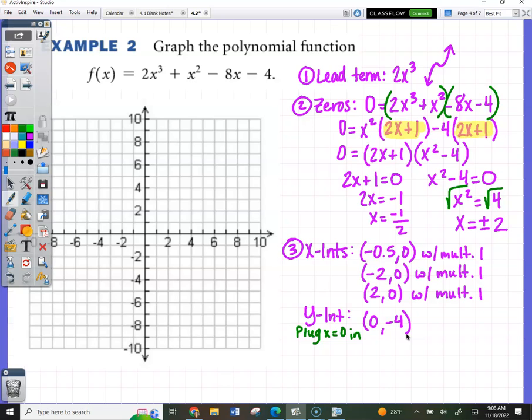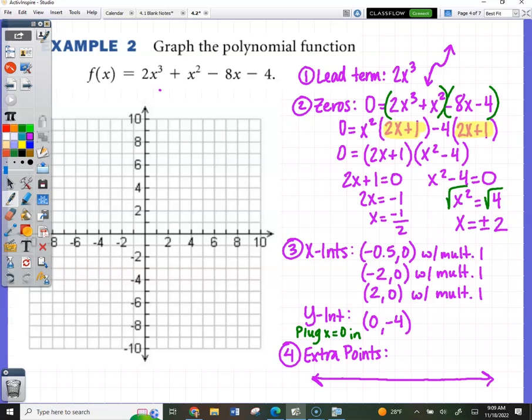Put 0 in for x, but it's easier to plug it into the standard form because you can see it's just the constant at the end. The next part is to say to yourself, okay, I need a couple of extra points on here. To get an idea of where you're picking your points from, I draw a number line. You don't have to draw the number line. That's just where I tell myself, okay, I need to know where I'm picking from. So I always plot my 3 x-intercepts.